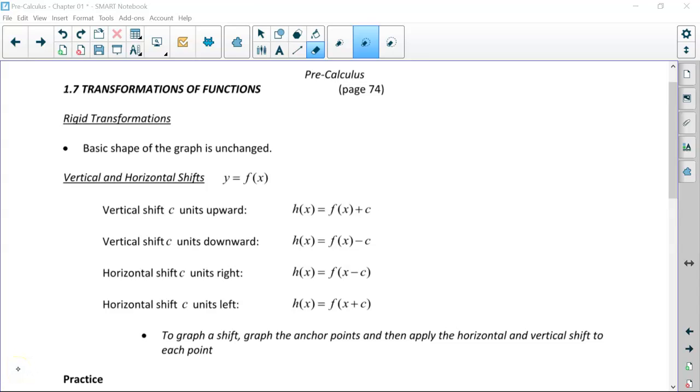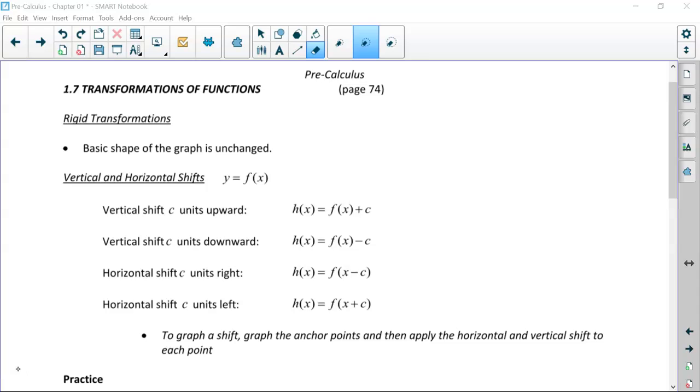Welcome back to section 1.7. Now, we're going to be talking about transformations of functions. And these transformations work for our algebraic functions we're talking about now and also our trigonometric functions. So we're going to be starting off with rigid transformations, where the basic shape of the graph is unchanged. So we have what are called vertical and horizontal shifts.